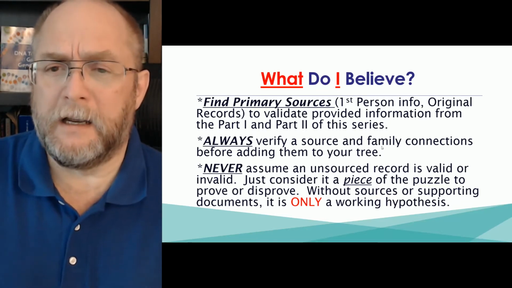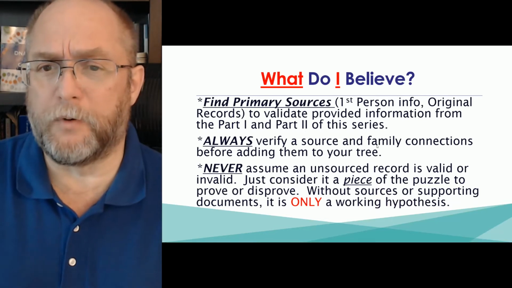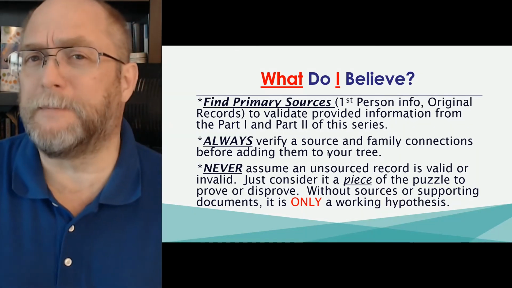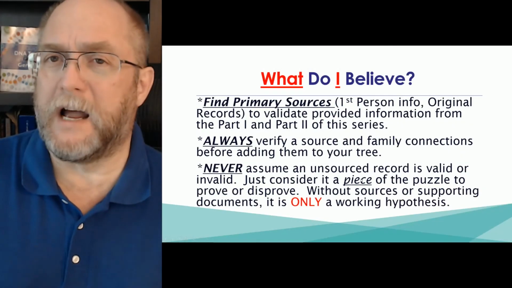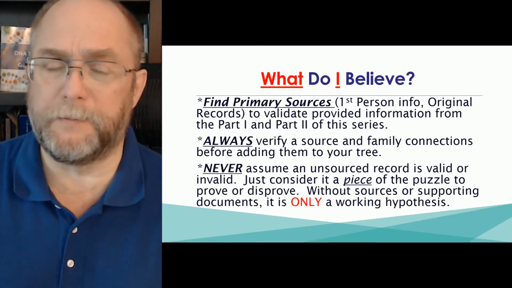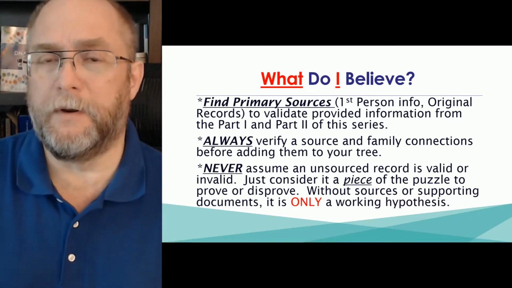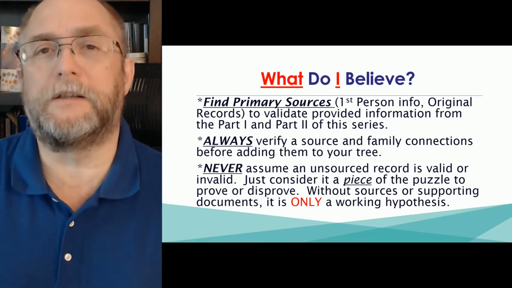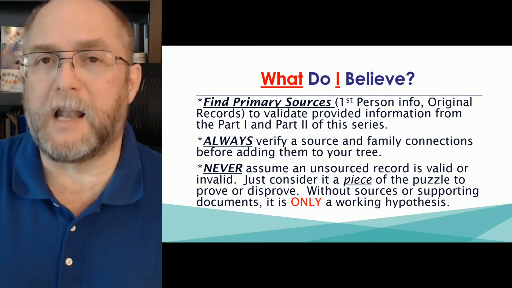I've got an example coming up next that will talk about this in more detail. Before you connect somebody to a tree, you make sure you have record sources. You don't say it's not valid, and you don't say it's valid. You want to use it as a piece of the puzzle to prove or disprove. If you can prove what you see in that posting with other documents, then that's great that you found that. It's a post without a source, but that doesn't mean it's not valid.